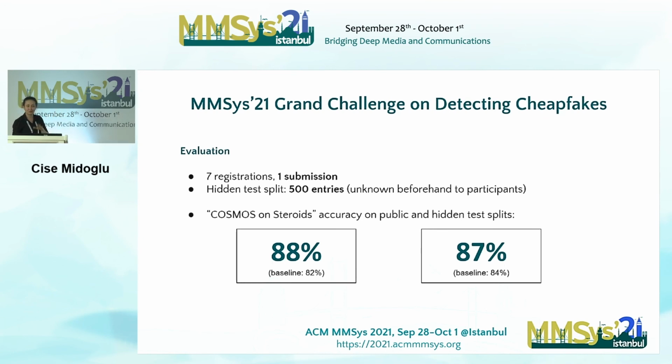And it performed very well. You see here the performance of Cosmos on Steroids in terms of accuracy: 88%, which is what Tankut presented, compared to the baseline model, which has 82% on the public set. On the hidden set, it again outperforms Cosmos with 87%, where Cosmos itself is 84%. So congratulations to this team.